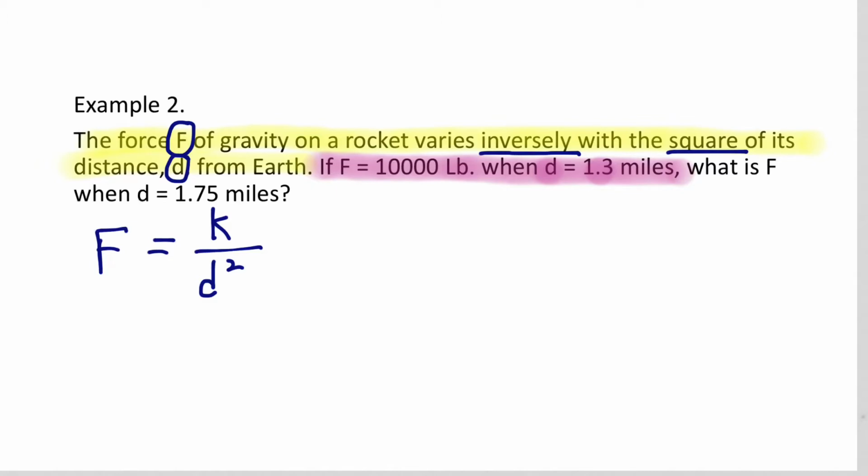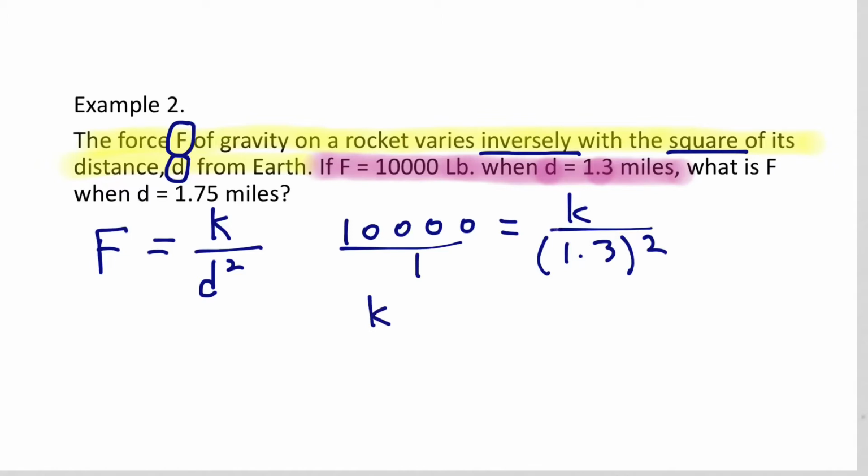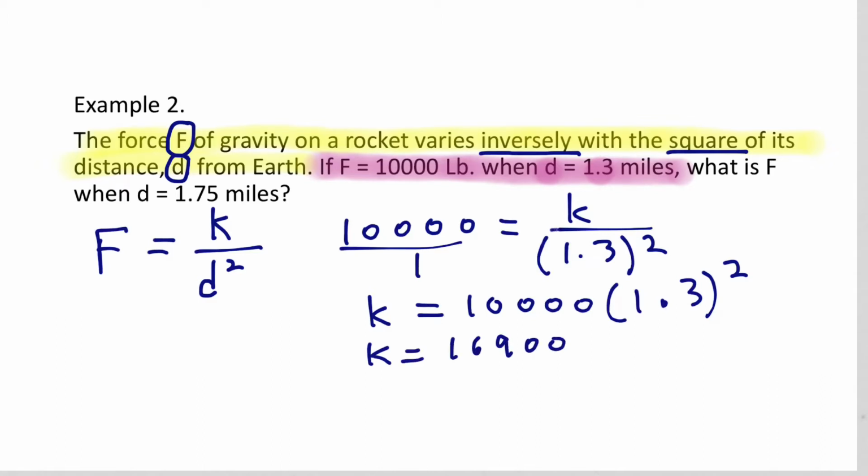So let's substitute 10,000 for f. We don't know k yet. This is step 1. But d is 1.3. And we square that. So we're going to say k times 1 is k, is equal to 10,000 times 1.3 squared. So we get k is equal to 16,900. All right, so now we can write our equation as f is equal to 16,900 over d squared. So this is our equation.